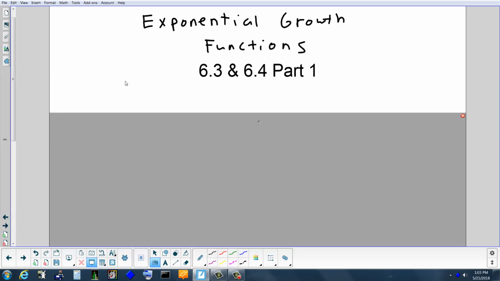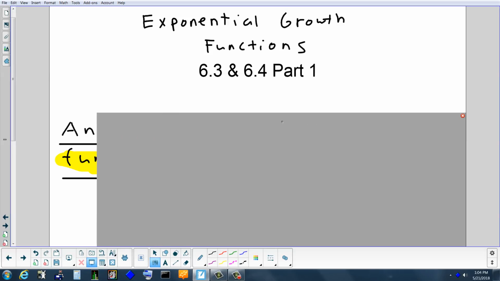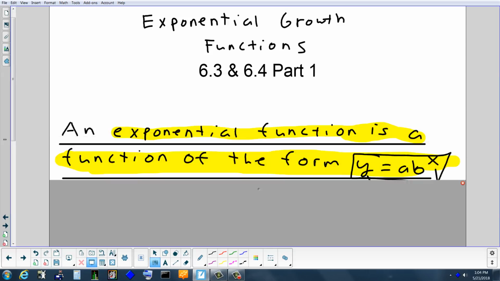So guys, today we're going to talk about exponential growth. That's going to deal a little bit with fractions, and you're going to need to know how fractions work. All right? So, on your notes, I want to ask what an exponential function is.